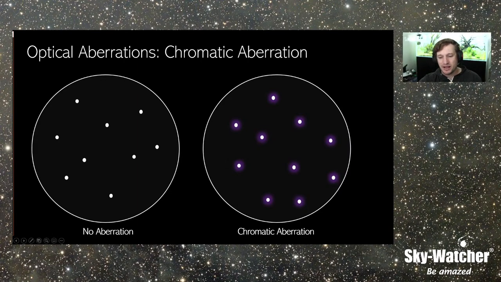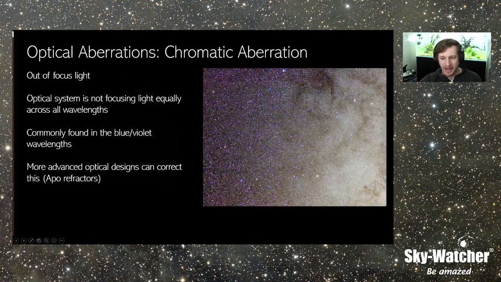Now, the way to get around chromatic aberration is generally a more advanced optical design like an apochromatic or an ED doublet, where they have an exotic piece of glass in there, usually an ED glass or a synthetic fluorite, or even real fluorite, if you want to pay top dollar for that. Those more advanced optical substrates can help address that color aberration. And that's what we're paying a lot more for nowadays.